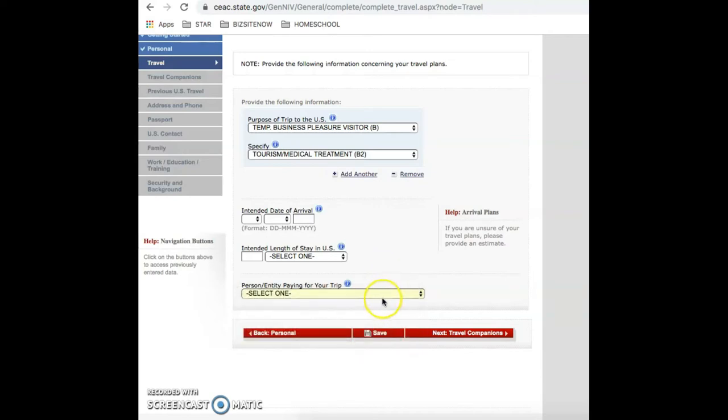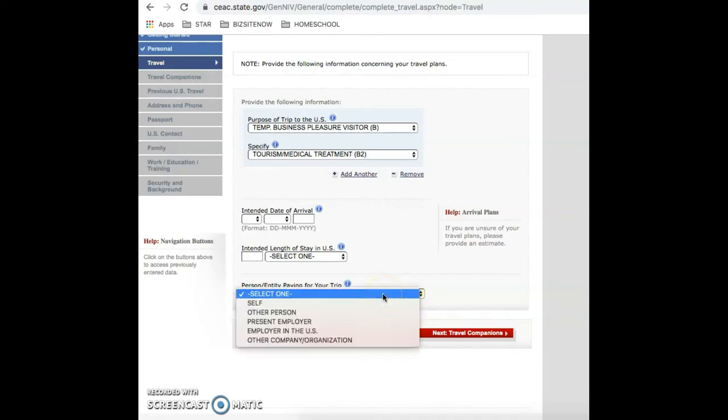So just be honest with this one, with the person or entity paying for your trip. Kasi if you put yourself and on the day of the interview, you cannot validate na ikaw yung magbabayad, if they check on your bank certificate or ask how much you're earning and hindi mo mapapatunayan na kaya mo ngang magsustento sa trip mo, then you will be regretting your answer here. So be honest, okay? That's a tip that I can say to all. Just be honest who will be paying for your trip.